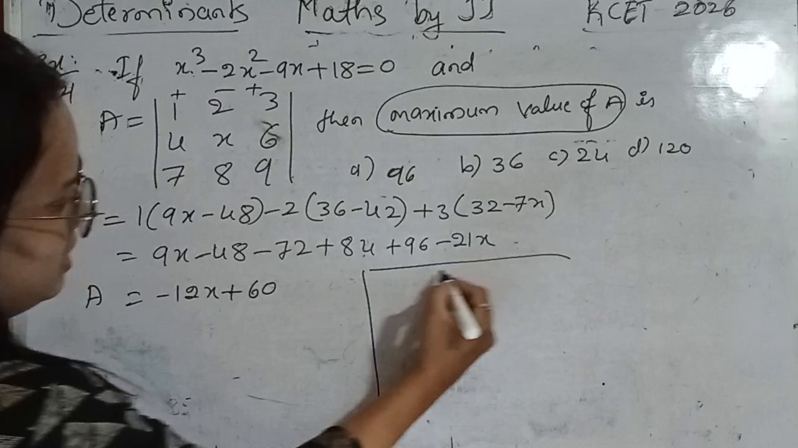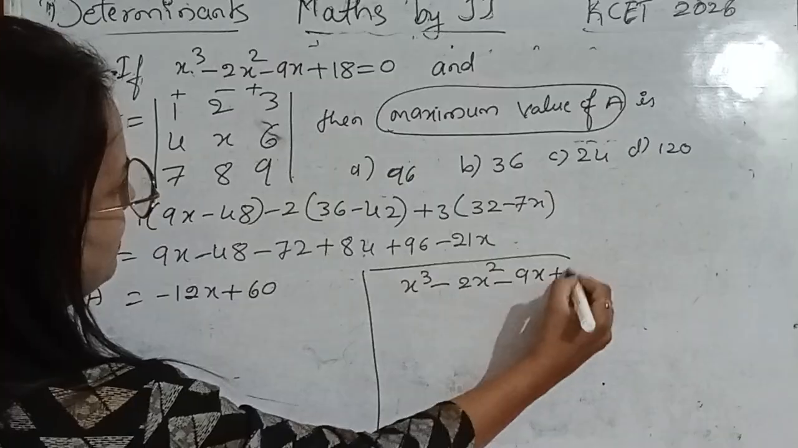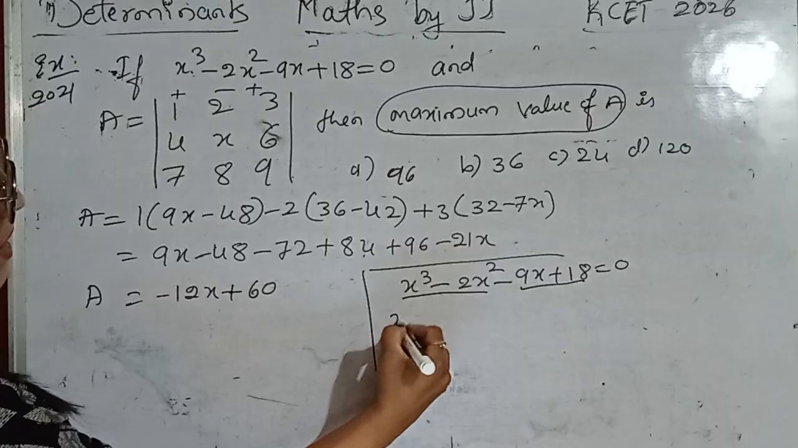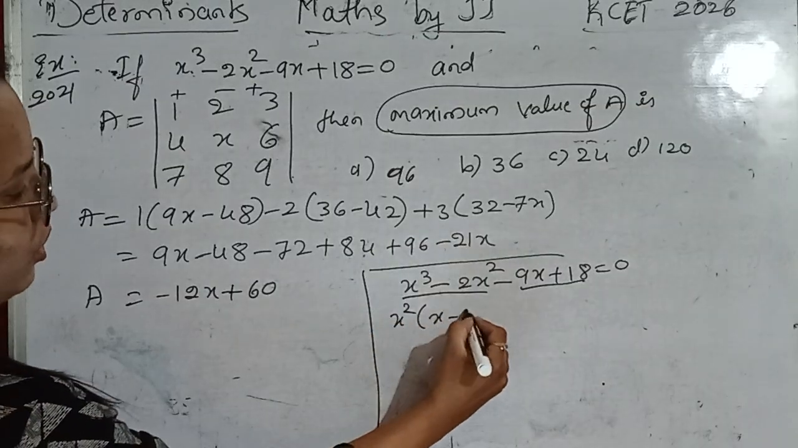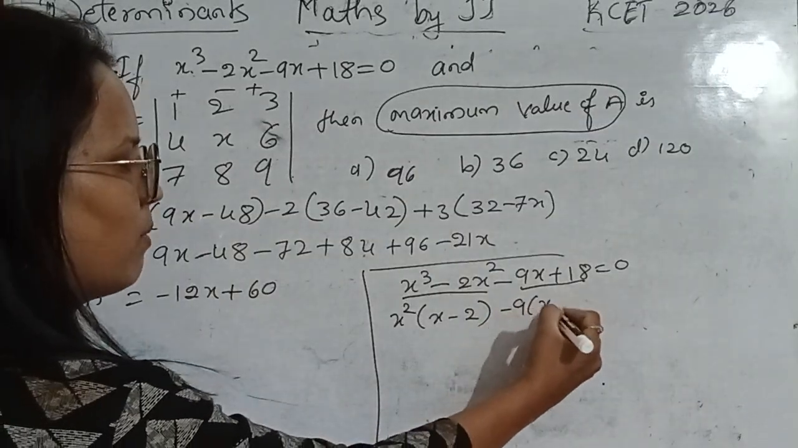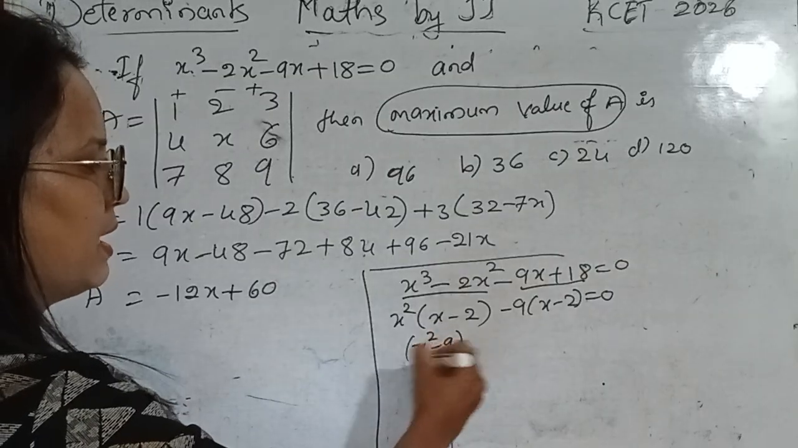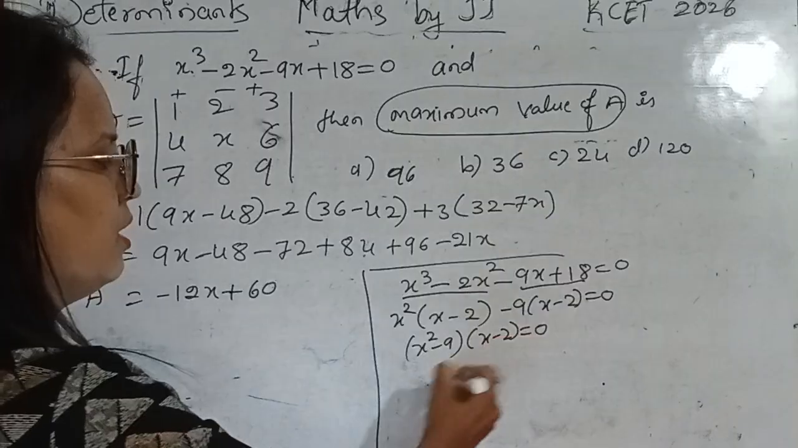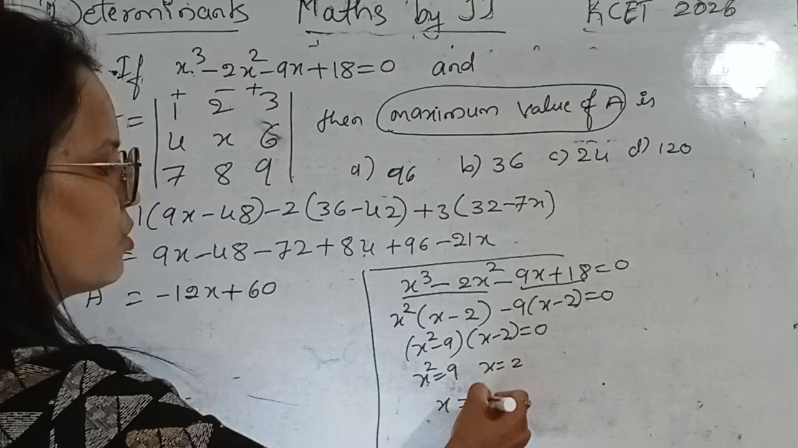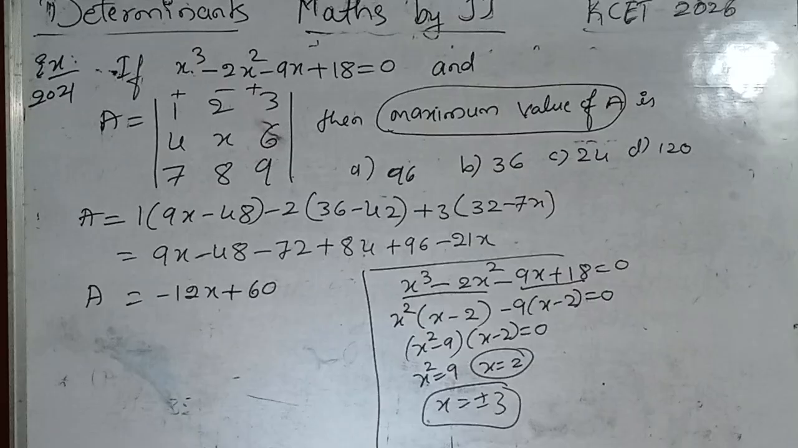Cubic equation: x cube minus 2x square minus 9x plus 18 is equal to 0. Let us solve this. I will separate this, take x square as a common factor, left with x minus 2. Then from minus 9, take common, again you are left with x minus 2. So (x square minus 9) and (x minus 2) will give you 0. So x square is equal to 9 and x is equal to 2. So basically x is equal to plus or minus 3 and x is equal to plus 2.